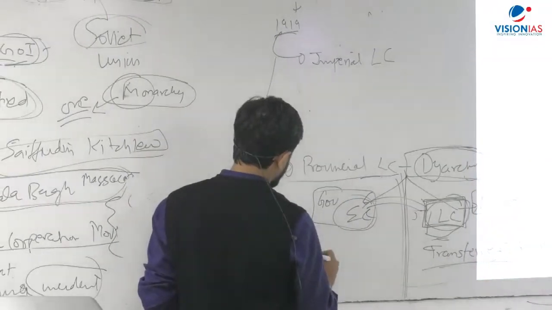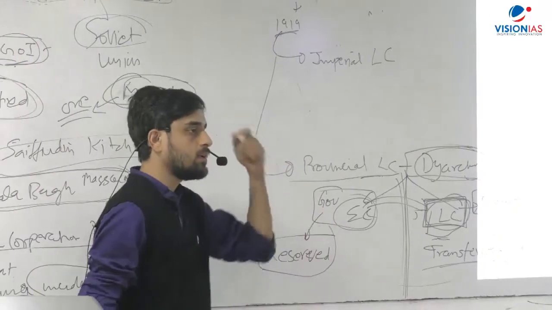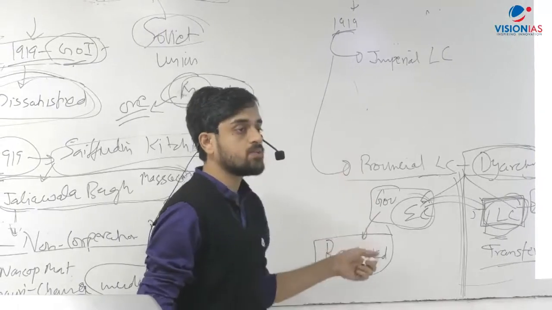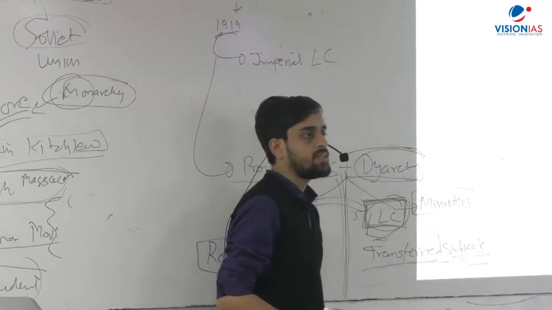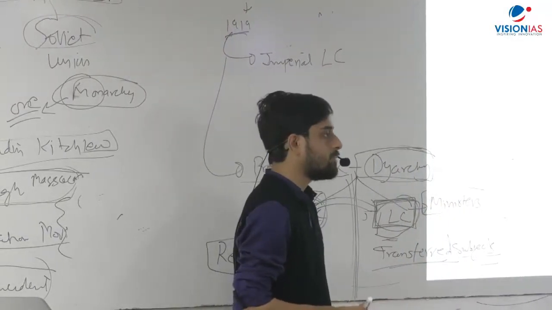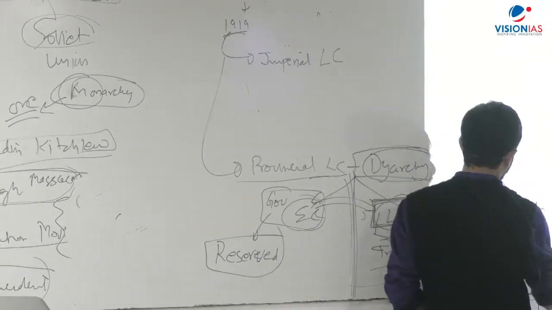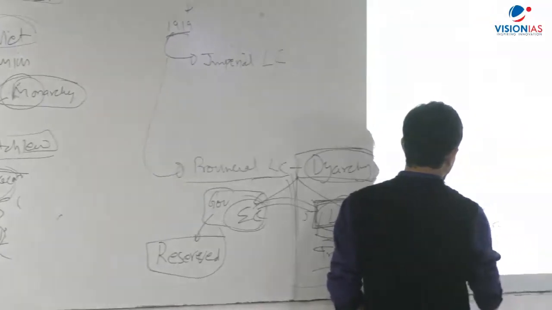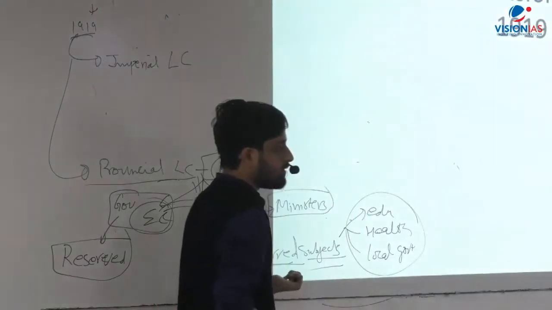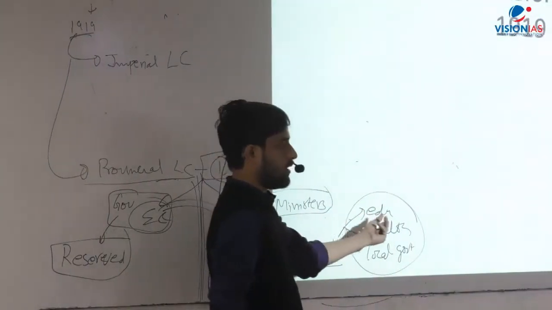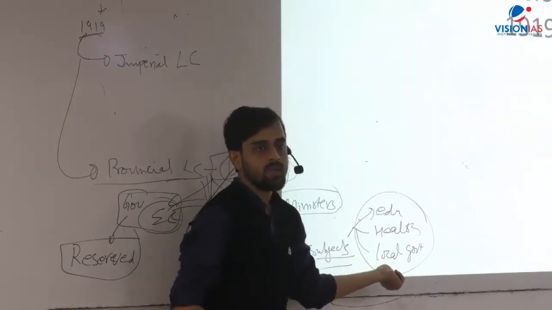reserved subjects. The reserved subjects were reserved for the Governor General, whereas the transferred subjects were transferred to the Legislative Council, which was composed of elected members. So what were these transferred subjects about? These were about issues such as education, health, local government, etc. So now the elected members of the Legislative Council could make a law for improving access to education, improving access to healthcare, making local governments or panchayat, etc. functional.